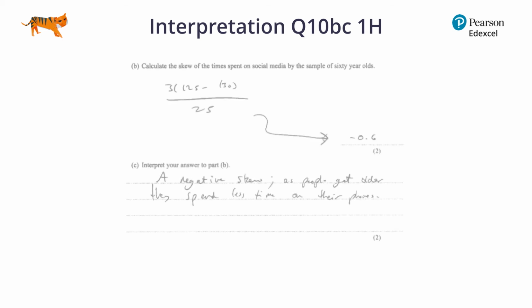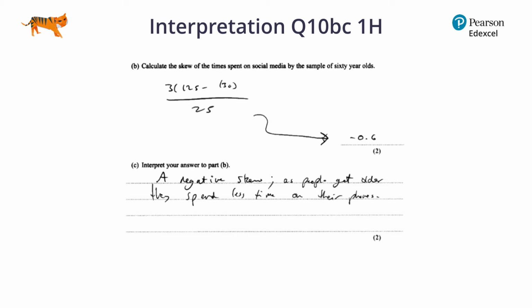In this next response, they also have the correct answer in Part B and were awarded 2 marks. But in Part C, they have only been awarded 1 mark for stating negative skew, as they have an incorrect interpretation. This was a common error seen on this question, where students give an interpretation of negative correlation and not skew.